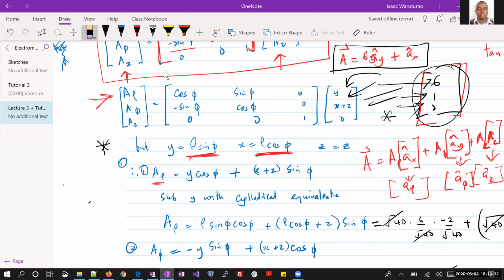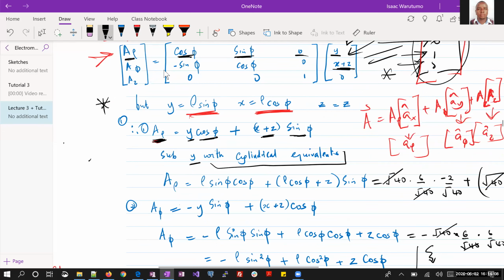So we carry on. From that, you are definitely able to see that my A row, the first one, is going to be this times this, which becomes Y cos phi plus sine phi X plus Z times sine phi. But of course, 0 times 0 gets lost. We don't have to bother with that. At that point, we substitute my Y with its cylindrical equivalent.